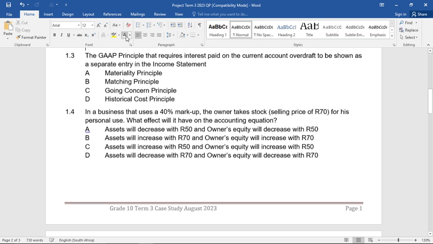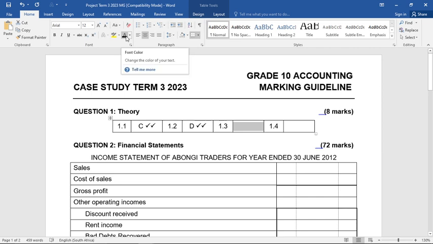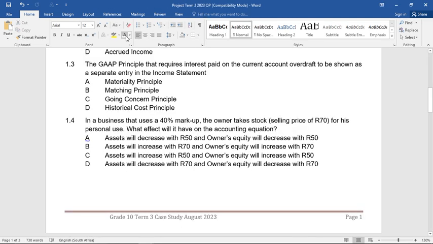Third one, the GAAP principle that requires interest paid on the current account overdraft to be shown as a separate entity in the income statement. Have a look at those 4 options. Right, materiality. Are you happy with materiality? Materiality says that big and important enough accounts need to be shown separately and get their own name.